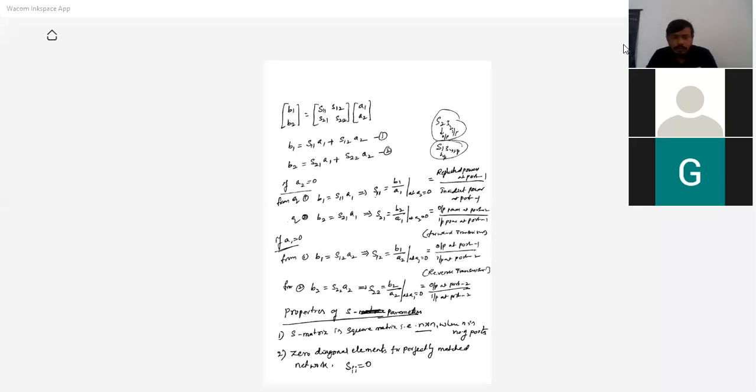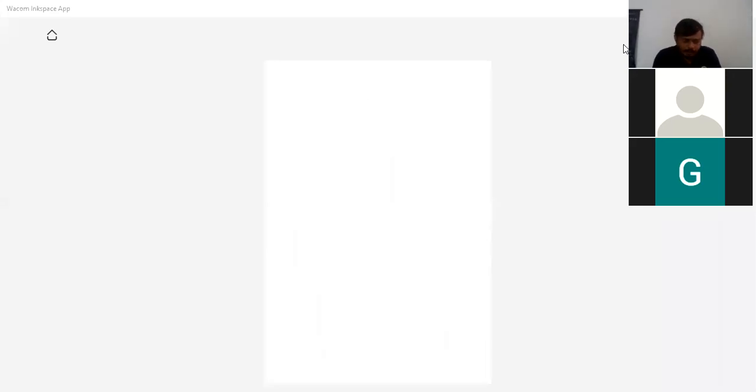Okay. So, the third property is the symmetry of the S matrix for a reciprocal network. Symmetry of the S matrix, for a reciprocal network.